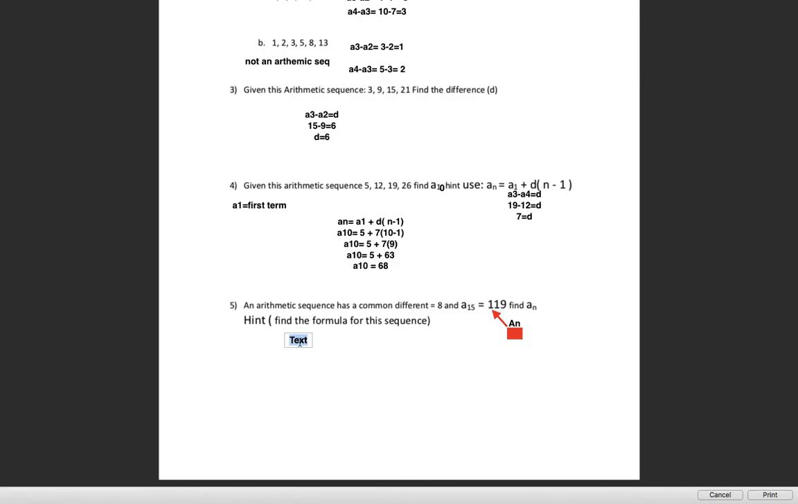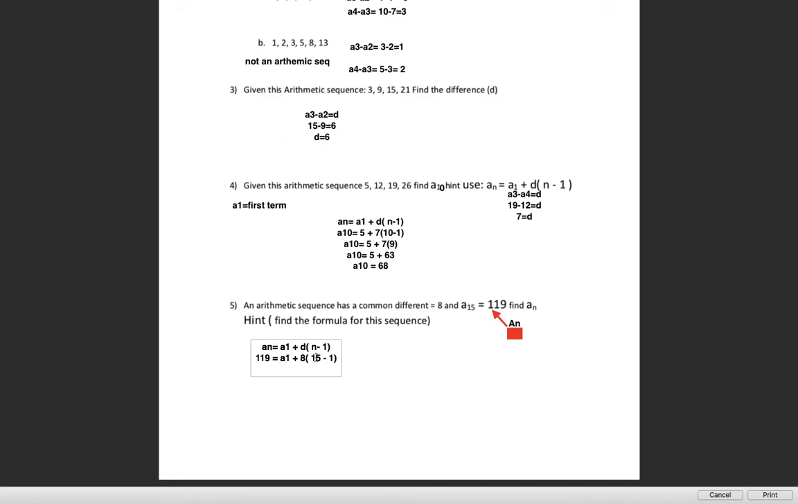Let's use this formula that we want to find. We want to find an equals a1 plus d times bracket n minus 1. So let's start plugging in what we know so far. We know 119 is an right here. These two are the same. And that equals, well, that's what we're missing. We don't know a1, so that's what we actually have to find. But we know the difference. It tells us it's 8. And an is 119 when n is actually 15.